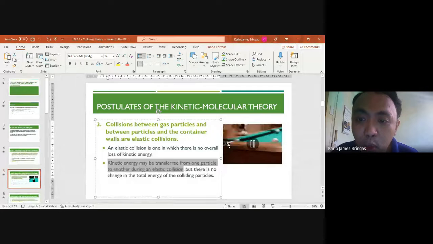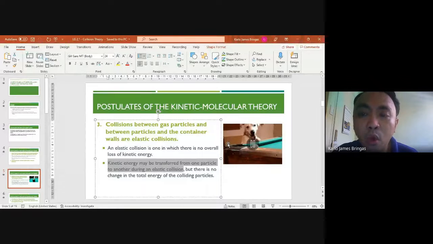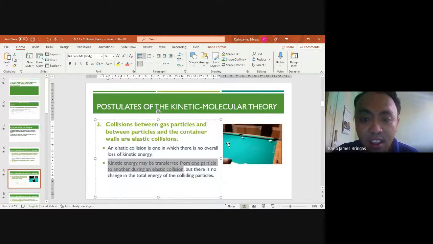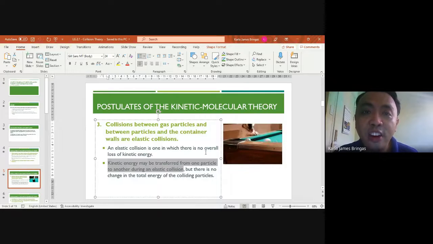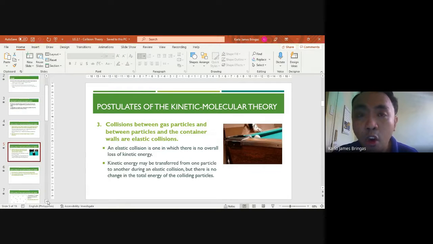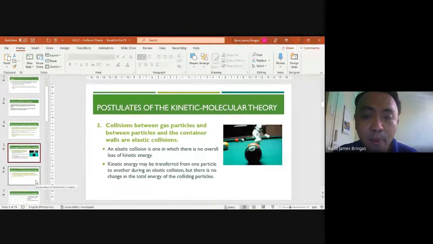The same is true if our gas particles collide not with other particles, but rather with the container that it is inside. So it's still going to be an elastic collision. The kinetic energy of our gas particles is going to be transferred into the container it is in. So that is what gives rise to the pressure that our container experiences from the gas that it contains.